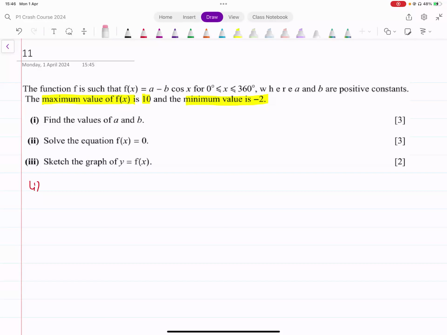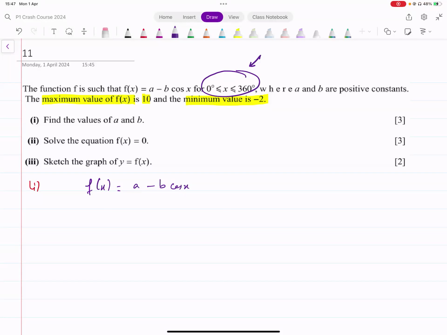How do you do that? You have the function f of x that equals a minus b cos of x. Now it's a cos function, right? Is this cycle of cos completing here? It's cos of x, so there's nothing multiplying or dividing x. And x is going from 0 to 360. That means it's one full cycle.